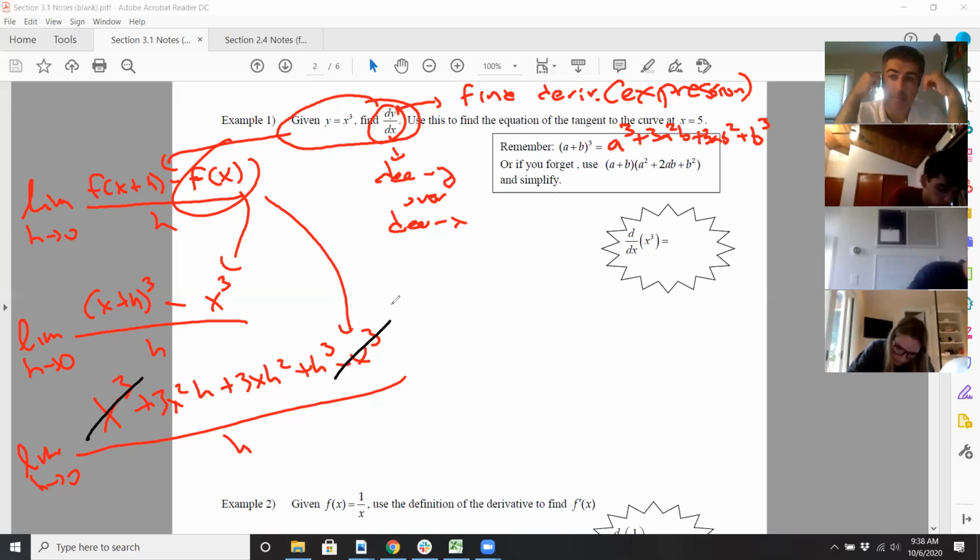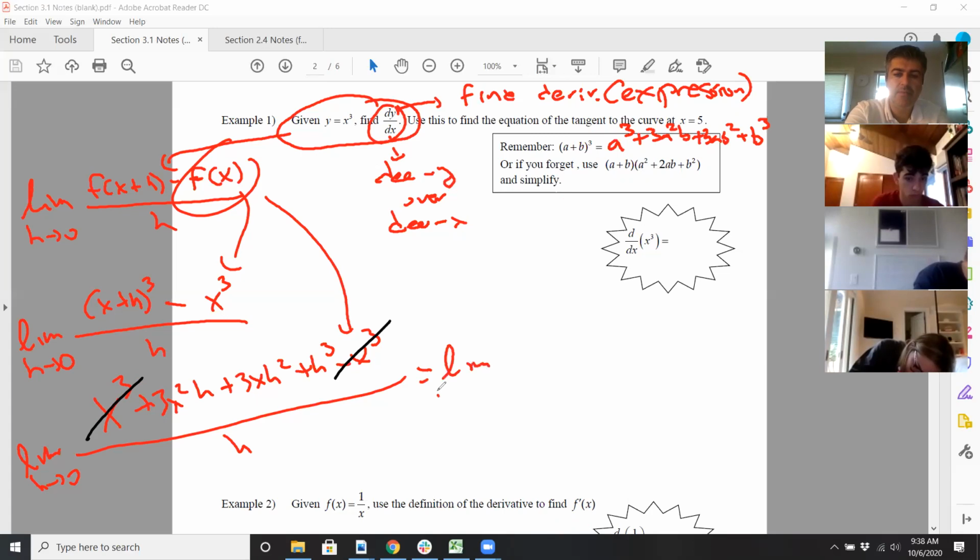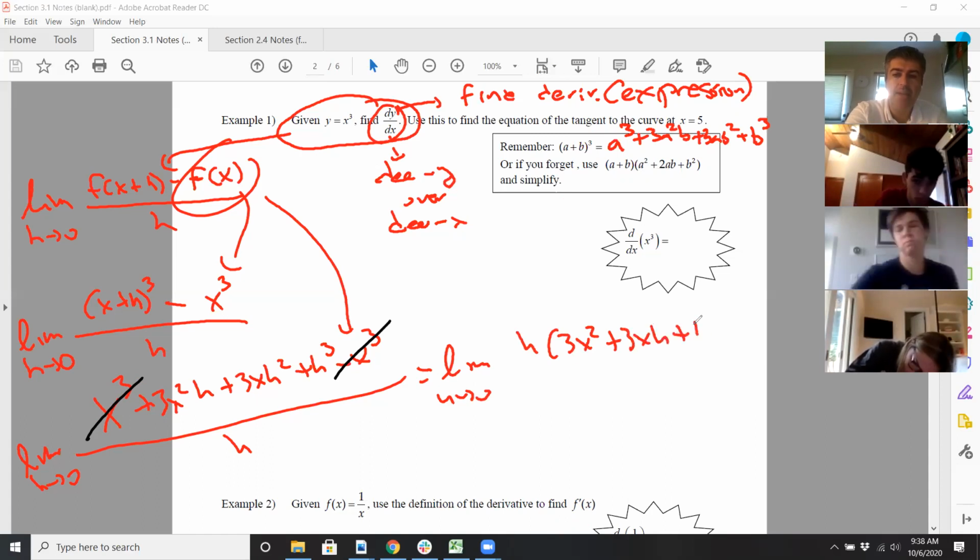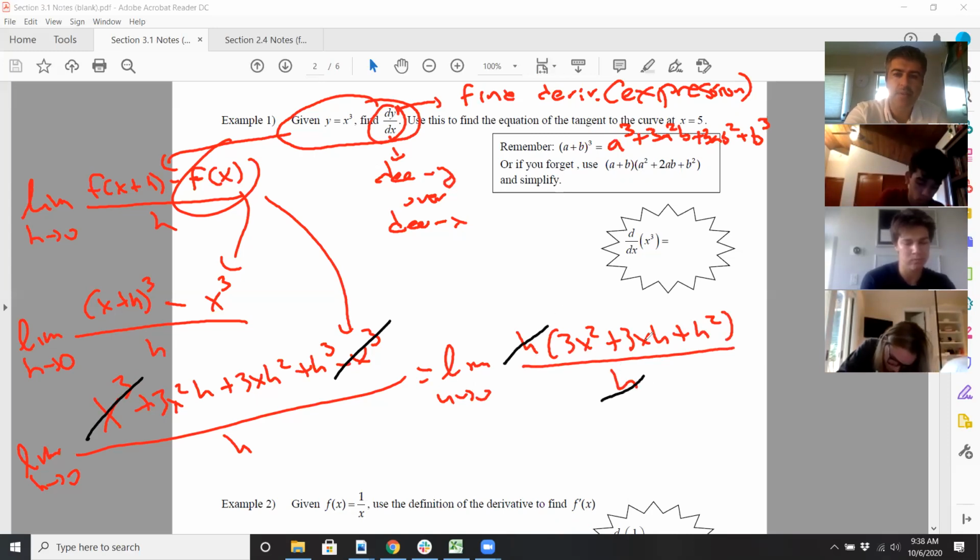Now, what's remaining up top? Every term has an h in it. Factor it out. If you factor it out, you get 3x squared plus 3xh plus h squared, all over h. The h's cancel. Plug in 0 for h. You should get 3x squared plus 3x times 0 plus 0 squared. Final answer is 3x squared.